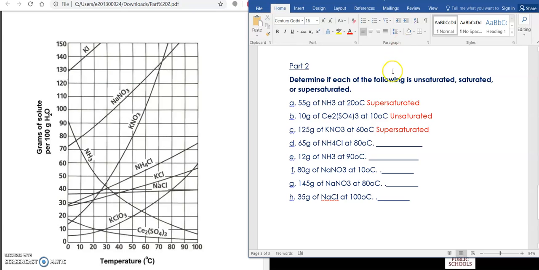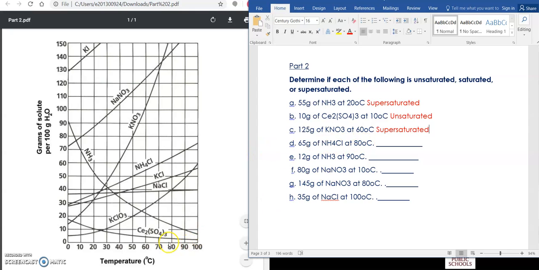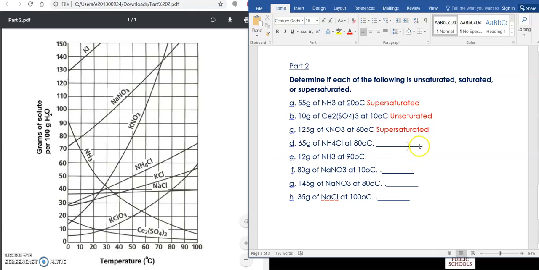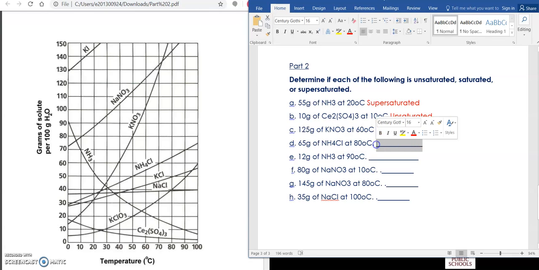All right, the next one, NH4Cl at 80 degrees. So I'm going to go to 80 degrees. I'm going to trace up to NH4Cl, which is right here at about 65. So it says 65 grams at 80 degrees. That's how much can be saturated, because it traces me up directly to the line for this compound. So I'm going to say that this one is saturated. It's at its saturation level, but we have not exceeded the level.